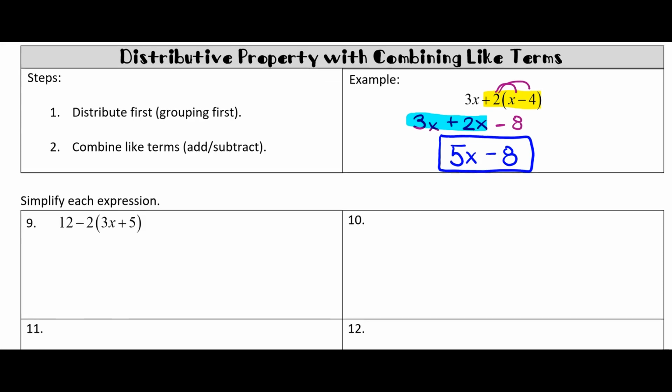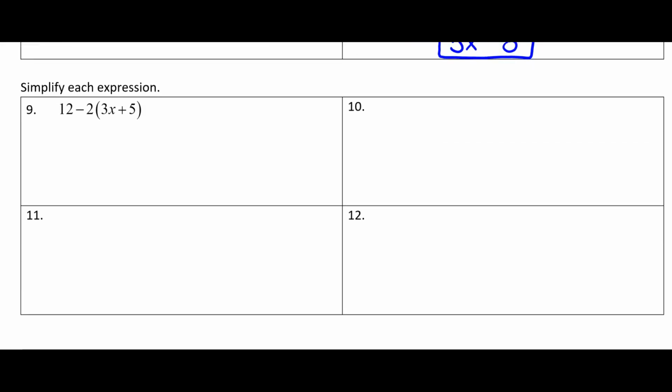All right, so let's look at a couple other expressions. So number 9, 12 minus 2 times the quantity 3x minus 5. Now, some students try to subtract 12 minus 2. You cannot do this. Remember, order of operations says that you multiply before you subtract. So I know it's tempting to say 12 minus 2 is 10 and then distribute 10 times 3x plus 5. But if you do that, it will be incorrect.